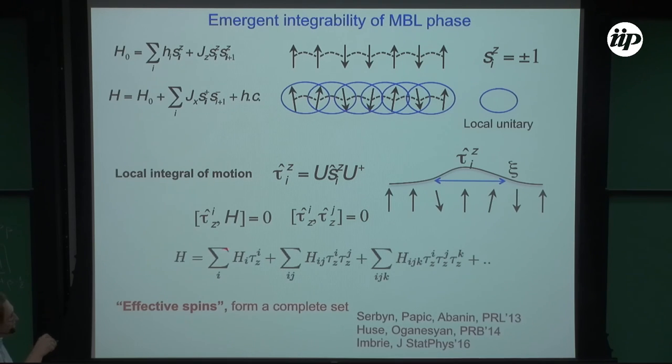So J runs over the whole system. In some sense it's fully integrable. Imagine a system of size L. No, it's symbolically written.